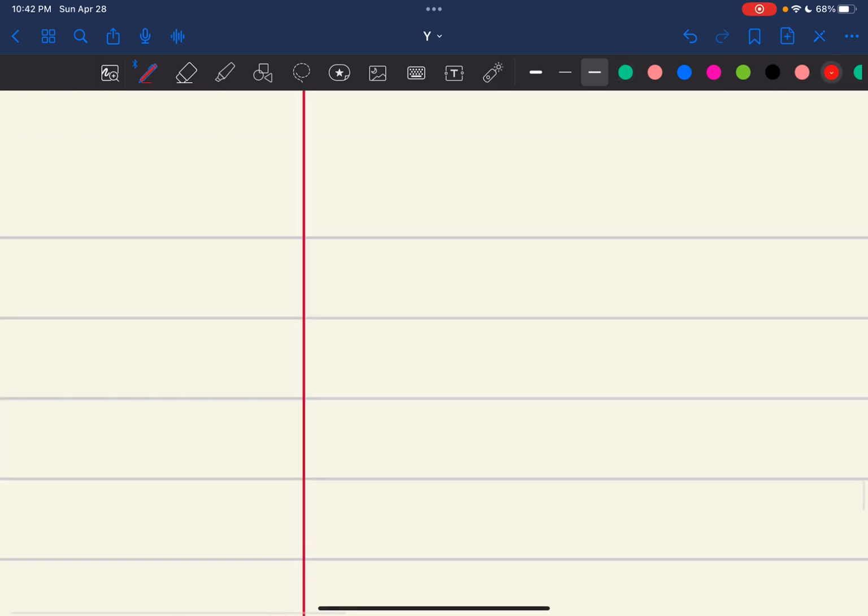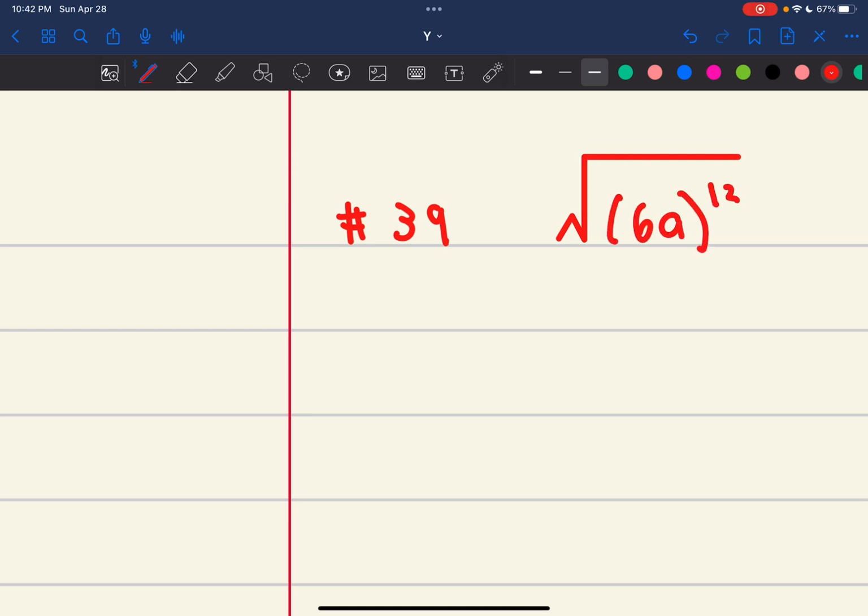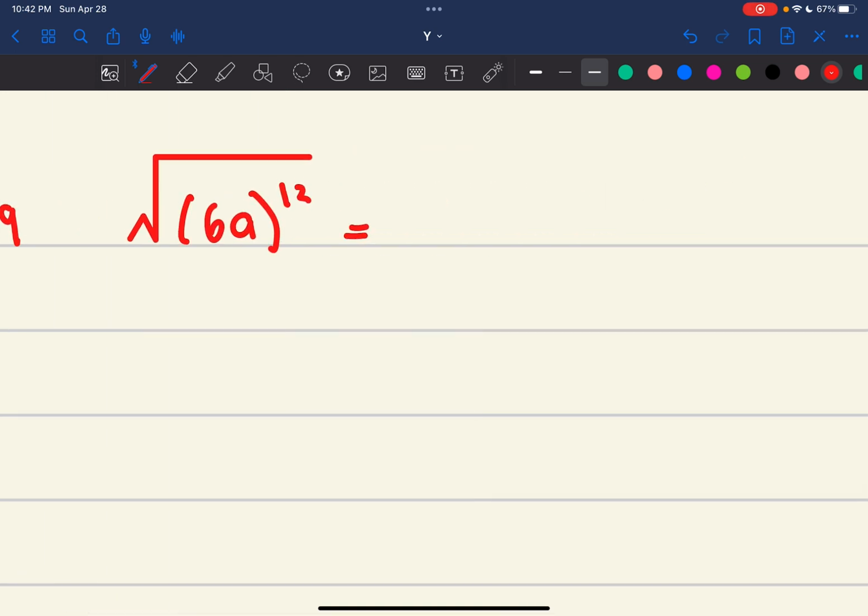This is still writing in exponent form when you are given a radical. So I'm just gonna do number 39. So this is a square root. Now this one's slightly different because it's 6a to the 12. It's not individually each to the 12. It's 6a as a group to the 12th.